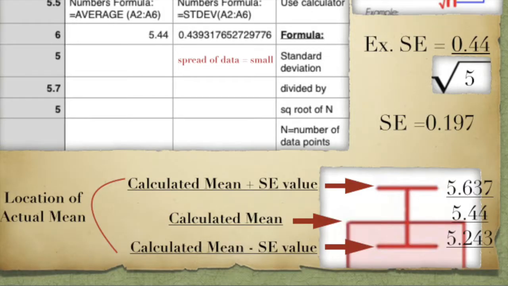And so what that means is if you take your average, which is our 5.44, the standard error is going to be anywhere from 0.197 above to 0.197 below. And that's going to be the true range of where the actual mean is. And then you can plug those data into your graph and create your error bar and see how accurate your averages are for your data set.